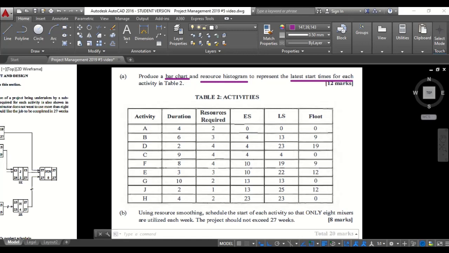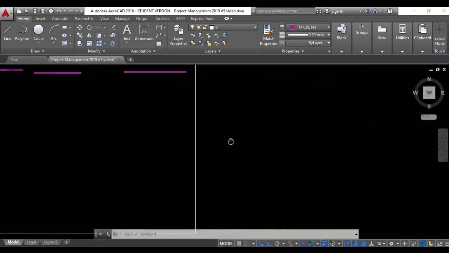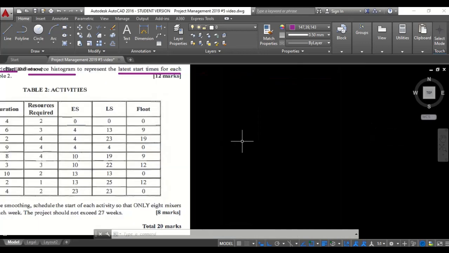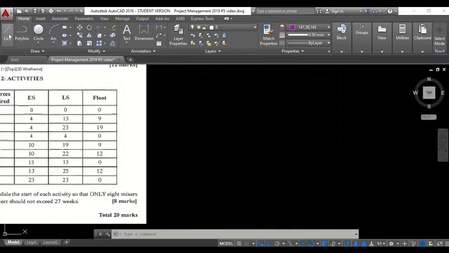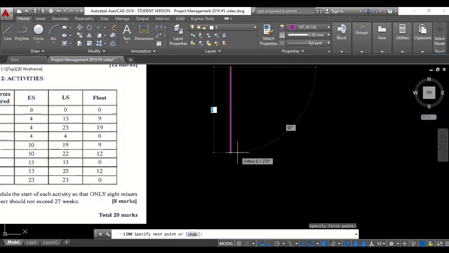Now what I'll be doing, I'll be creating a grid to help me to better represent the graph as well as the resource histogram. As soon as I get to the resource histogram, I'm going to tell you what the resource histogram is. So I'm going to be drawing a grid and I'm going to be using 25.